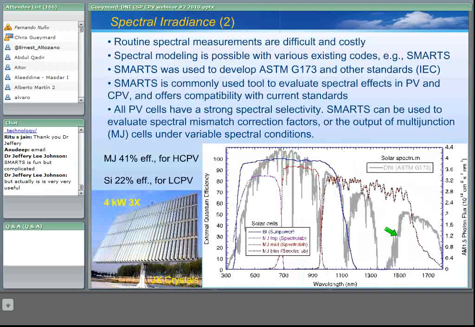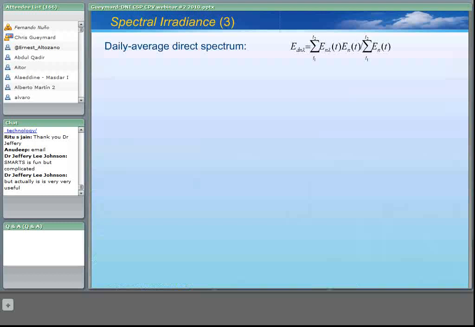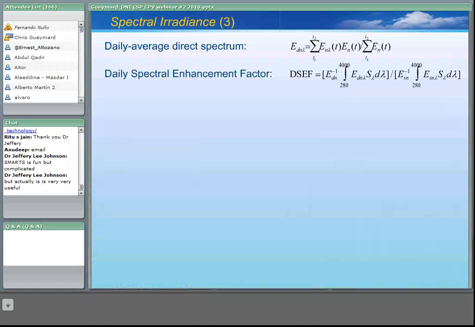So the multijunction cells have a typical 40 or 41% efficiency for high concentration PV, whereas the silicon cell is less efficient but also less costly, and that's for low concentration PV. You can calculate the daily average direct spectrum with this kind of formula, which is obtained numerically, and you can also calculate the daily spectral enhancement factor with this even more complex formula.